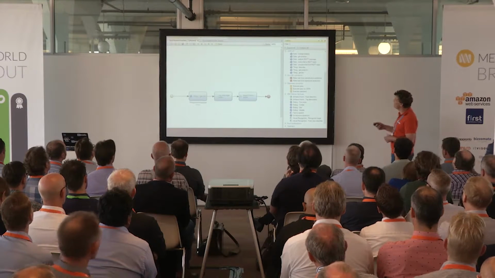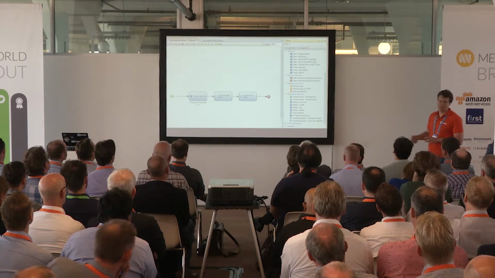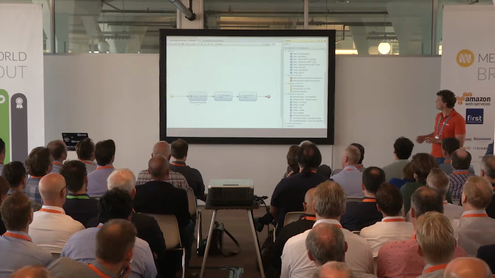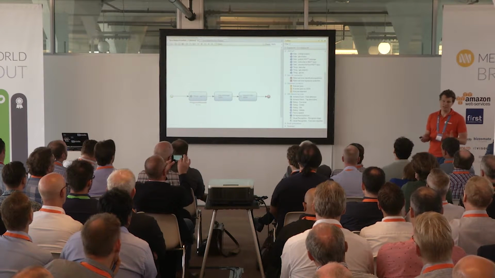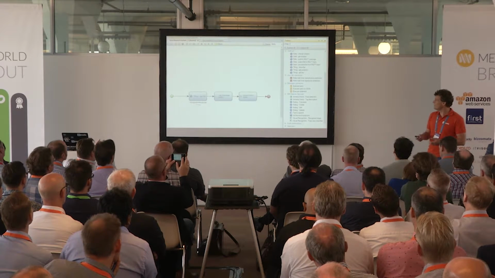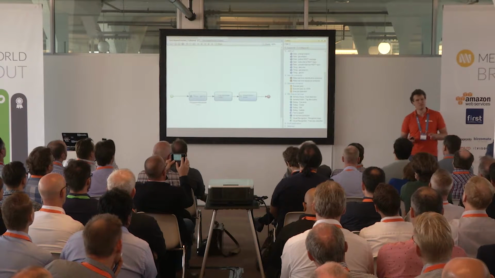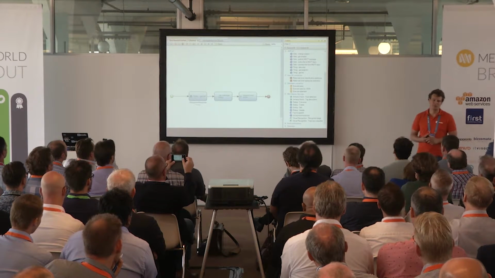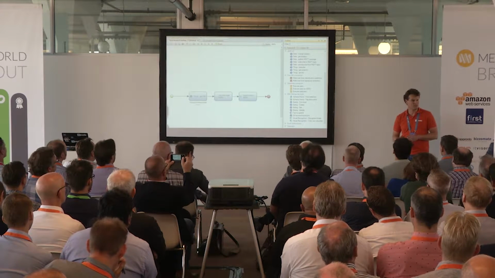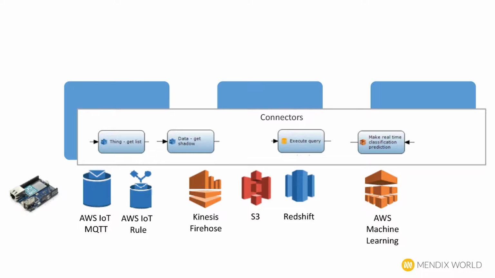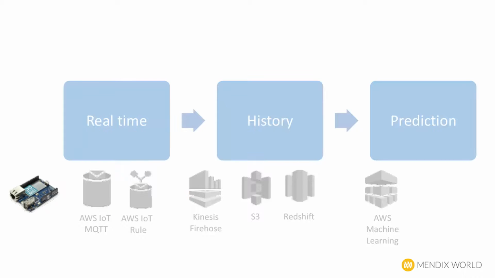So I have a couple of them here. The AWS IoT Connector I'm going to talk about, the machine learning connector, the database connector, getting data out of Redshift, and the Watson services I'm actually not going to talk about. That's another session by Erno later today. So if you're interested in Watson, go there. Okay, so the connectors will enable you to use all these services that are in Amazon in your Mendix application.